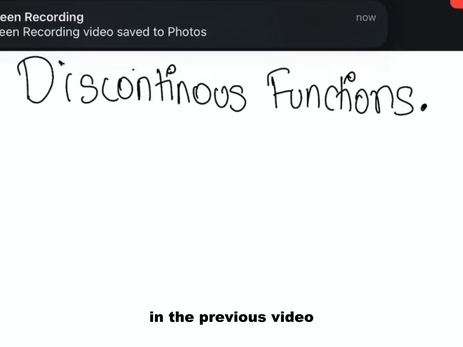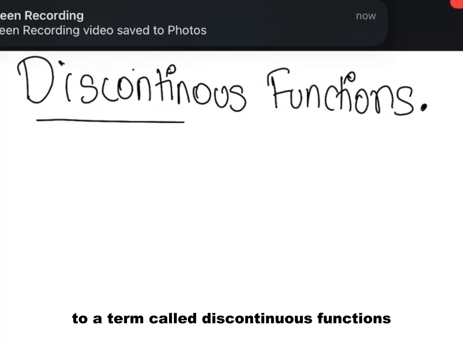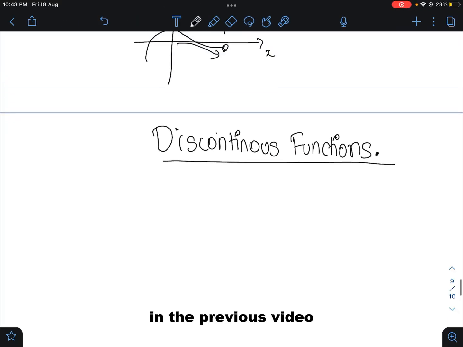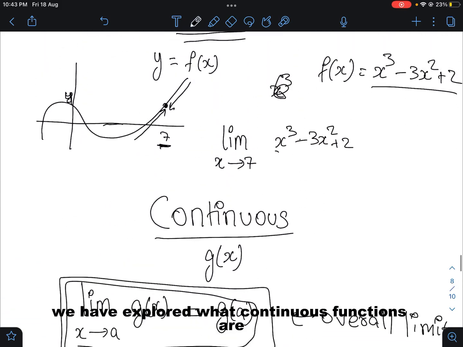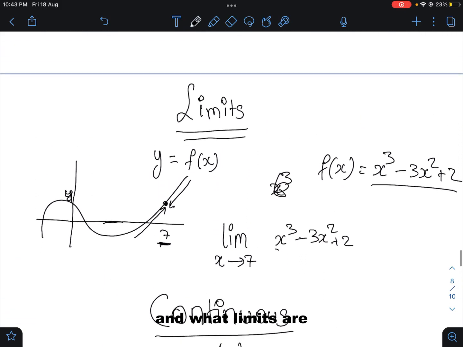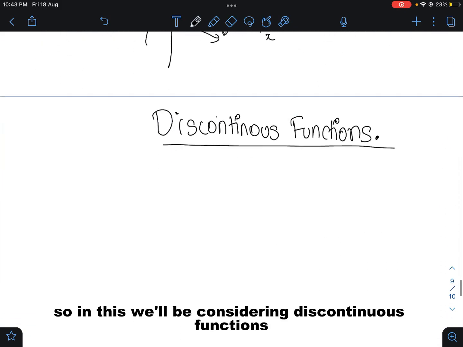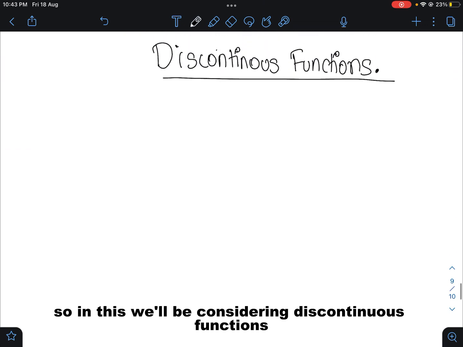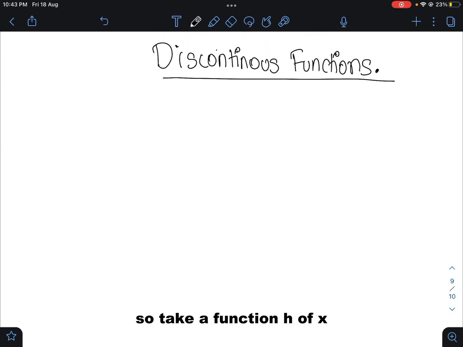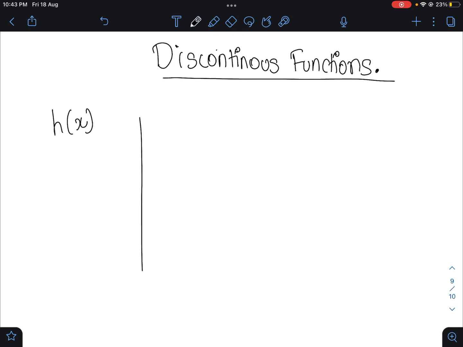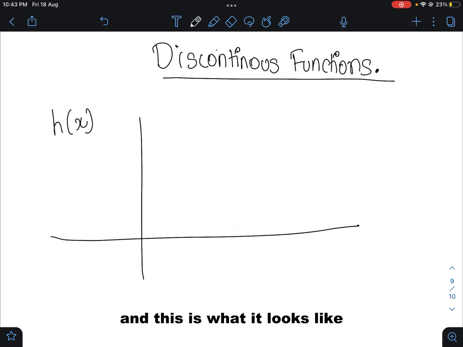In the previous video, I introduced you to a term called discontinuous functions. We have explored what continuous functions are and what limits are. So in this video, we'll be considering discontinuous functions. Take a function h of x, and this is the graph for it, and this is what it looks like.